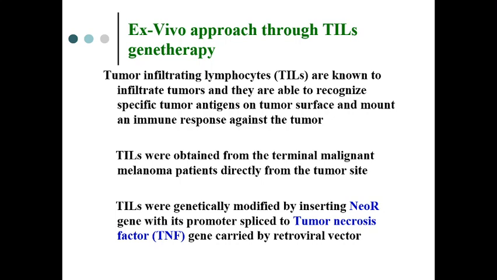But it is observed that overexpression of tumor necrosis factor in large amounts is also found to be toxic. Therefore, highly regulated, nanomolar level expression of tumor necrosis factor is required to suppress the tumor growth, that is by genetically modifying tumor infiltrating lymphocytes. That is the second approach.